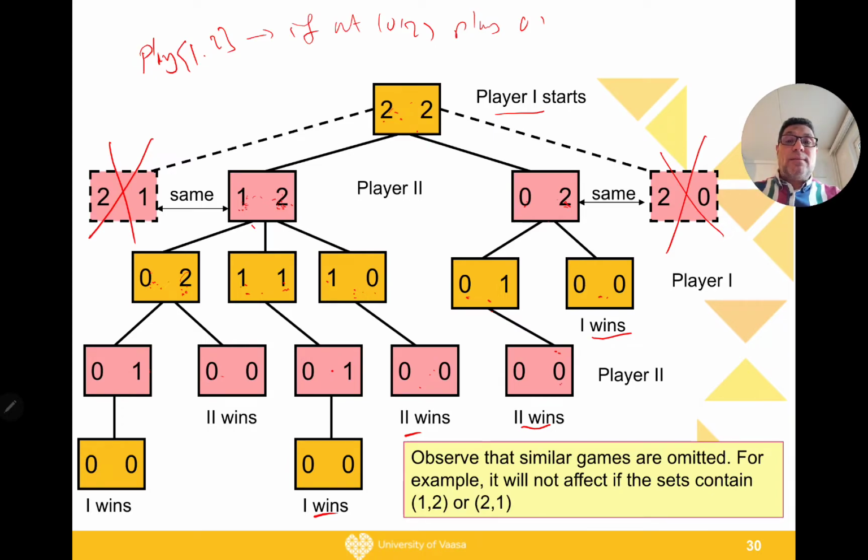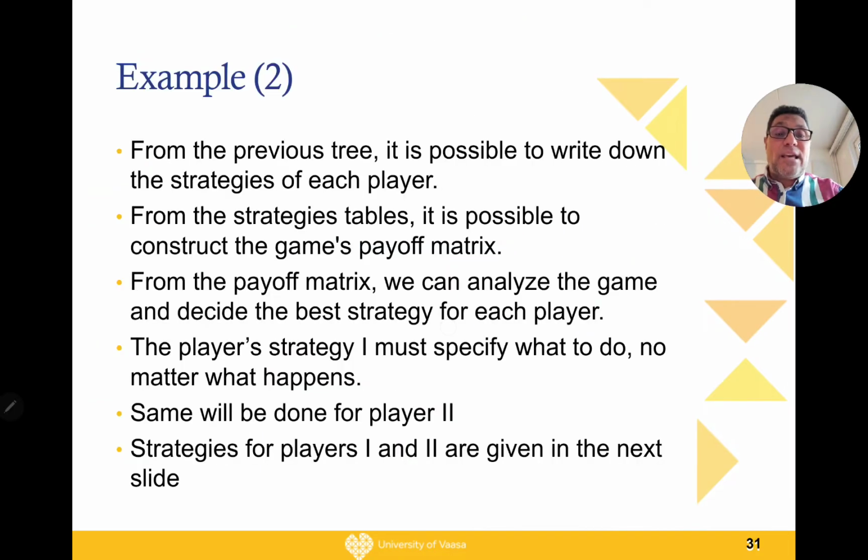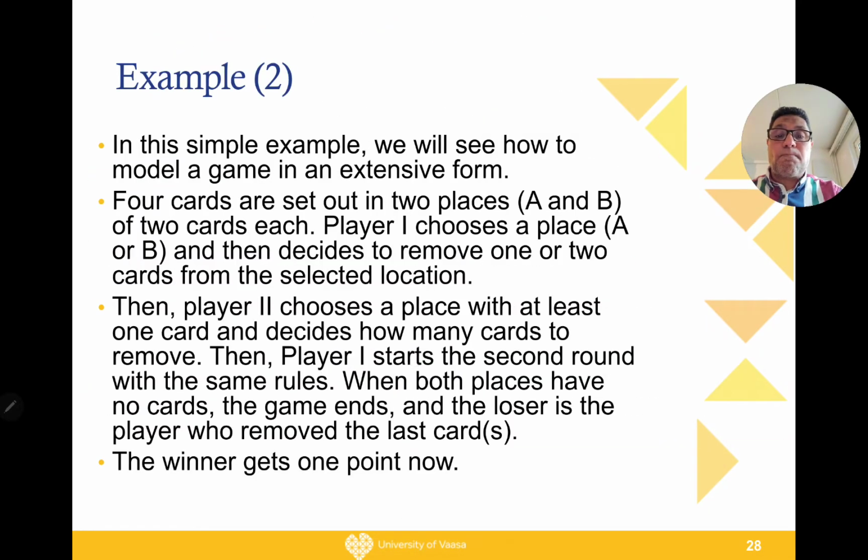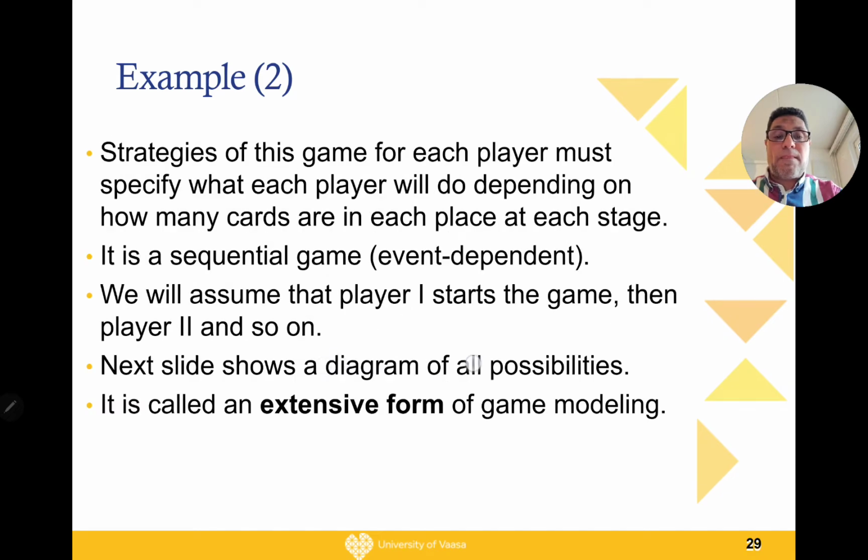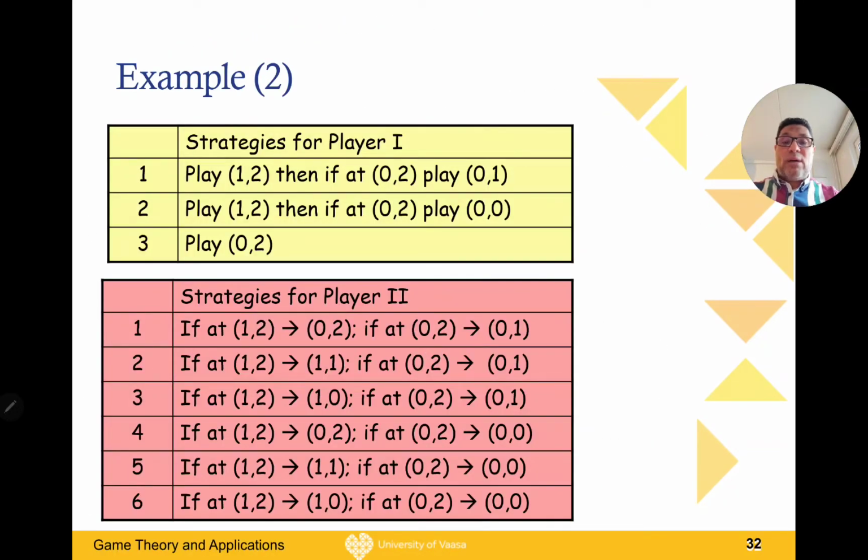For player 1, player 2 is different. Player 2, because player 2 now is here, at 1-2, you can play either for example 0-2, or you can play 1-1, or you can play 1-0. So you have 3. If at 0-2 you can select 0-1, or you can select 0-0. Then if at 1-2, for every one you have 3 of them, then you will have 6 strategies as explained here. Yes, this is the game itself. So you can see that we put them here.